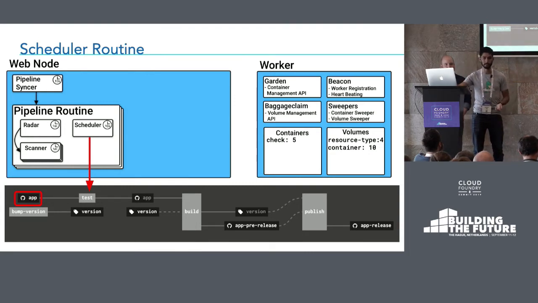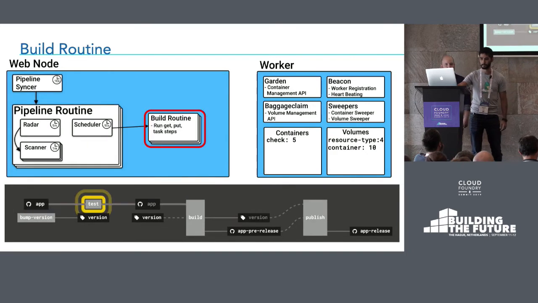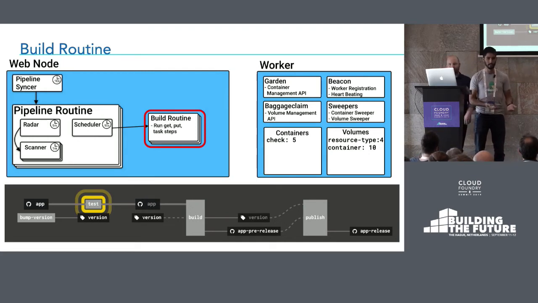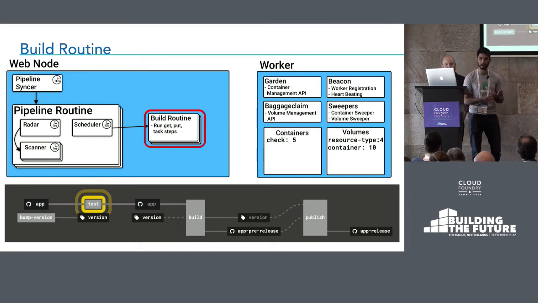And the scheduler does this by starting a build routine. And again, this is a build routine just on the web node. So a build routine is what actually runs your job. It looks at your job plan, and it executes each step in your job plan. And it does this by creating containers and volumes, similar to the scanner. And the build routine is what's monitoring the entire run of whatever build it was told to run. And it's logging all that output that the job is generating and putting that into the database. So that's its main job.